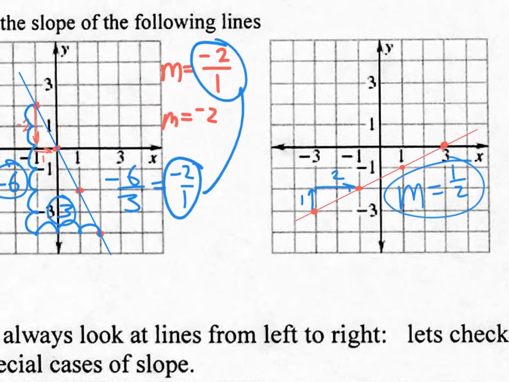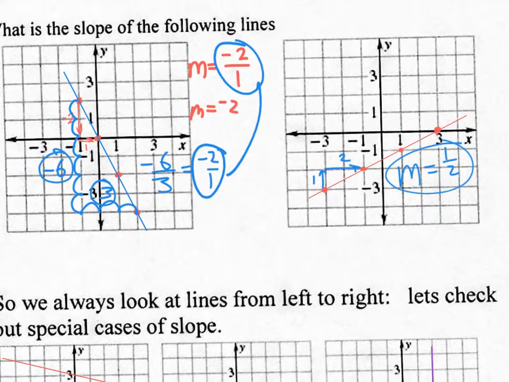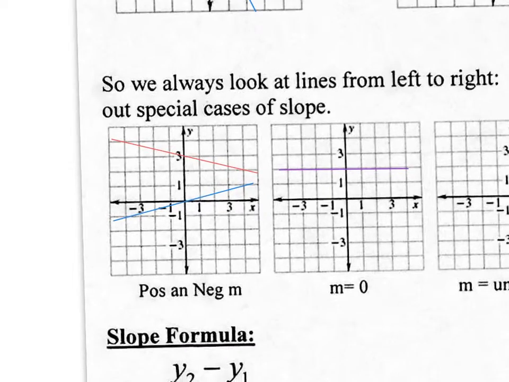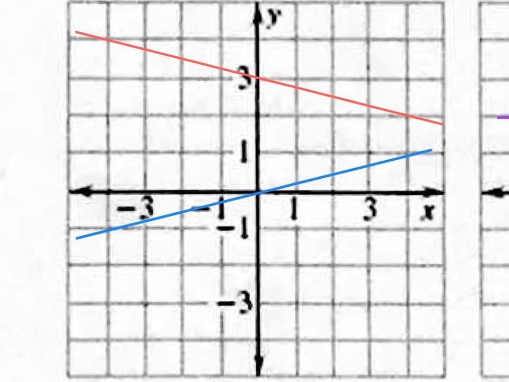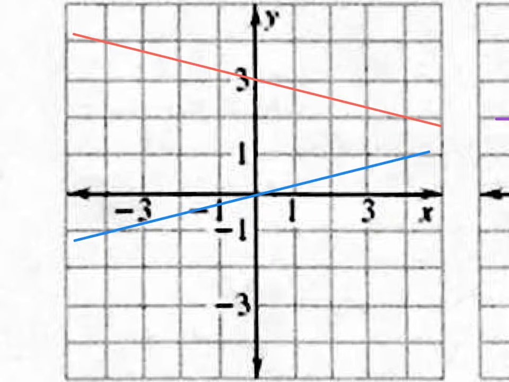So right off the bat, we should be able to look at a line and see if it's a negative slope because from left to right it's going down, or a positive slope because from left to right it's going up. Okay? So down here, we have 2 lines. Which one has a negative slope and which one has a positive slope? The red one has a negative slope, right? So this one's negative and this one has a positive.